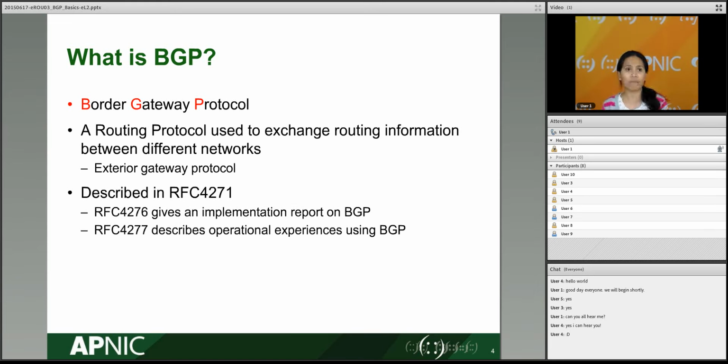BGP is a routing protocol. It is defined in RFC 4271. It's a routing protocol that can be used to do routing between networks.